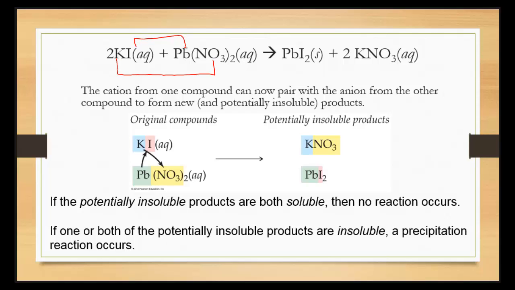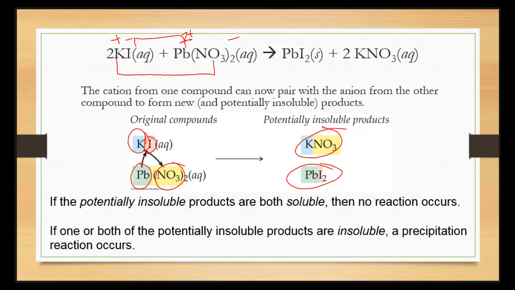And I say that because remember, this is a positive and a negative here. So the positives and negatives find each other from the other reactants. So lead now mixes with iodine, and potassium now mixes with nitrate. Then you have to figure out whether or not that's going to be a soluble compound. There's a list of solubility rules which we'll discuss in a little bit.